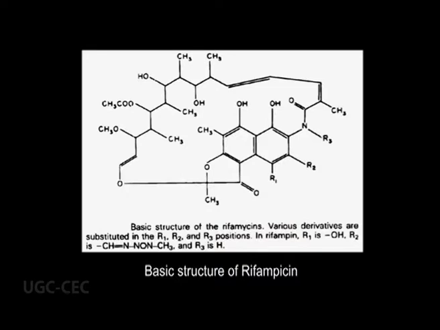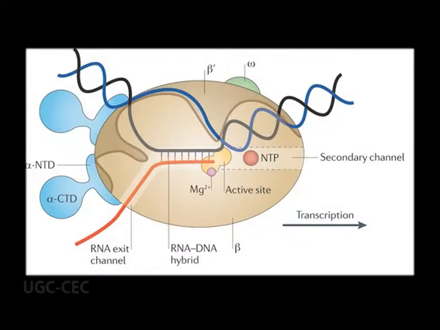DNA transcription inhibitors comprise first the antibiotic called Rifampicin. Rifampicin executes its action by binding to the beta subunit of RNA polymerase. RNA polymerase is the enzyme that carries out the transcription process. So what rifampicin does is bind to the beta subunit and block the transcription process. It is a bactericidal antibiotic with a broad spectrum of activity. It is used specifically for the treatment of tuberculosis and for eliminating meningococci.